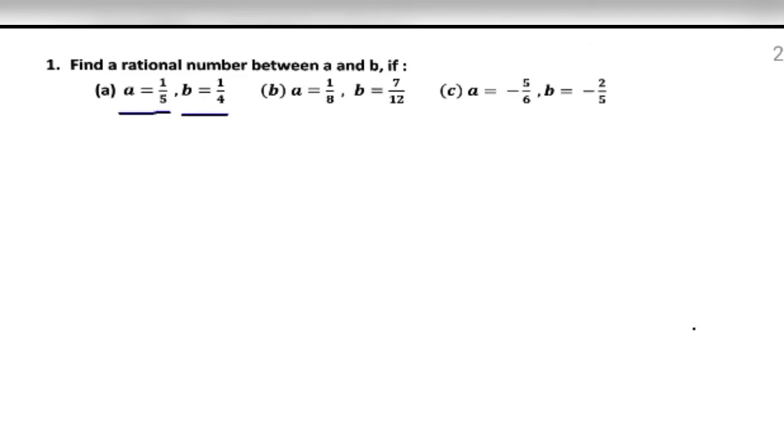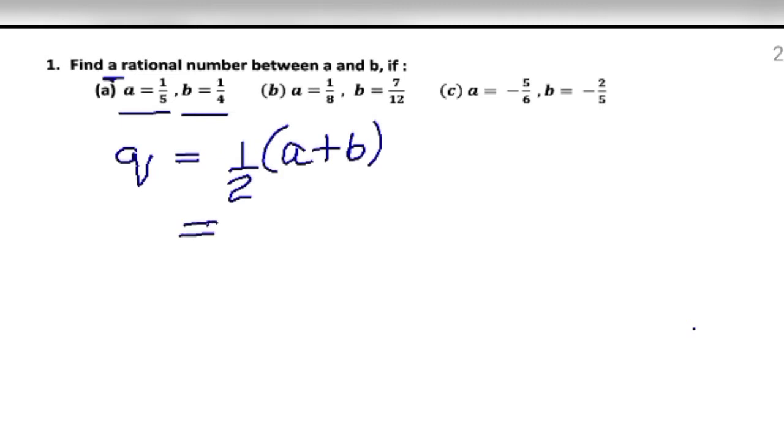We have two methods to find rational numbers, but here they are asking only one rational number between these two rational numbers. So it will be easy to find using a formula. We have a formula to find a rational number between two numbers, where q indicates the rational number: q = 1 upon 2 (a plus b), where a and b are two given rational numbers.